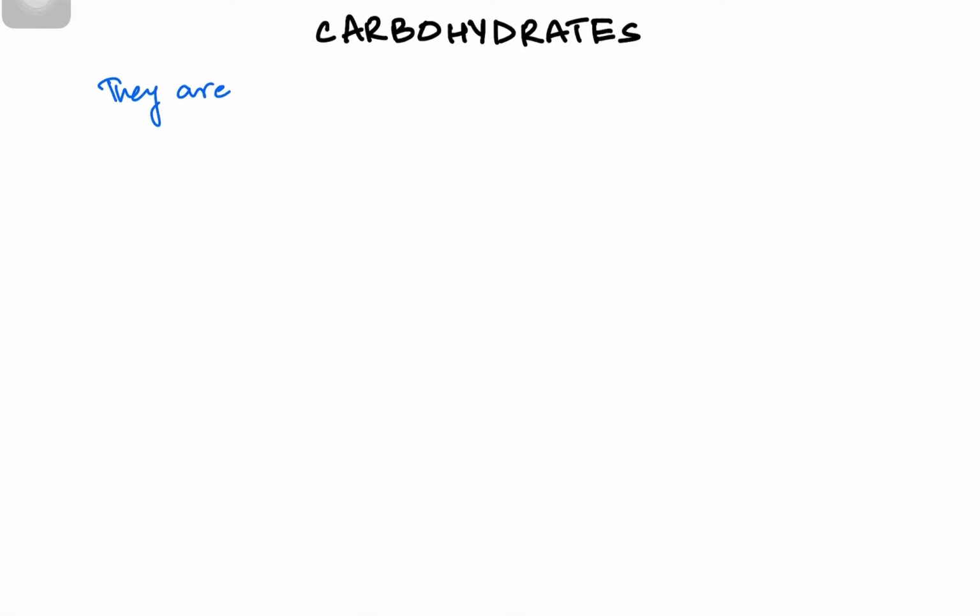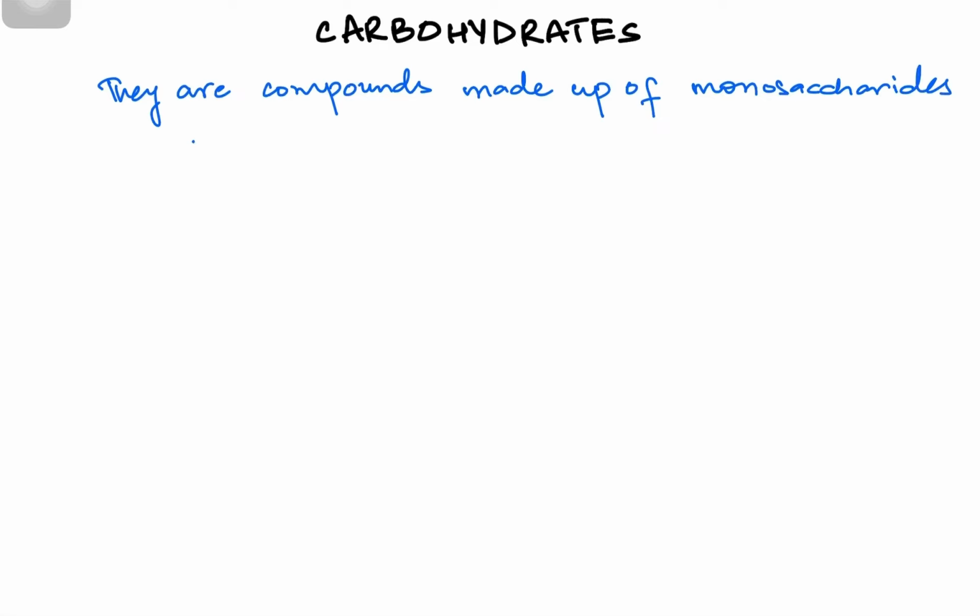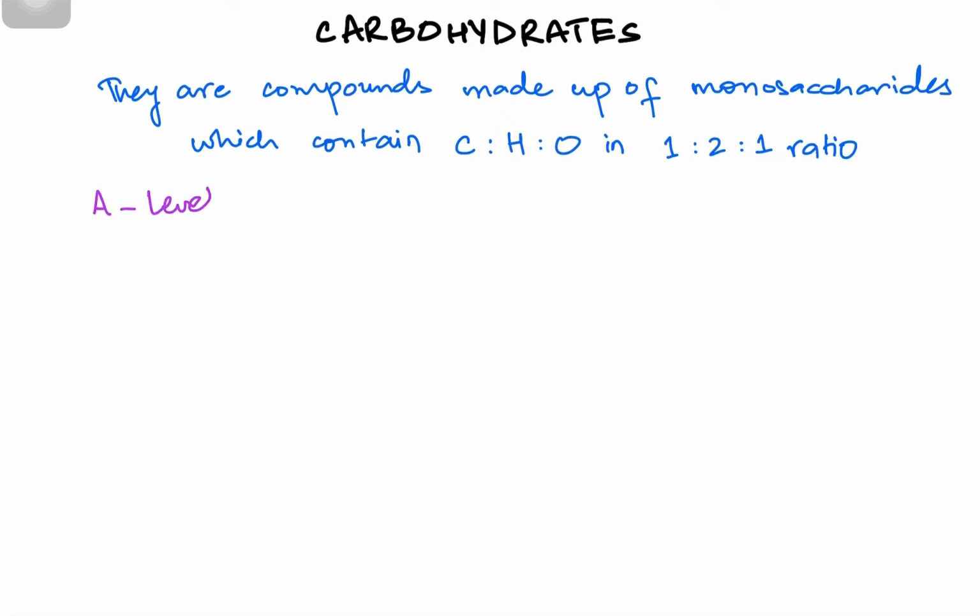The word carbohydrates means they have carbon, hydrogen and oxygen. They are compounds made up of monosaccharides. Monosaccharide is the monomer of all carbohydrates. So they are compounds made up of monosaccharides, which contain C, H, O in a 1:2:1 ratio. So that is fixed for monosaccharides, remember that.